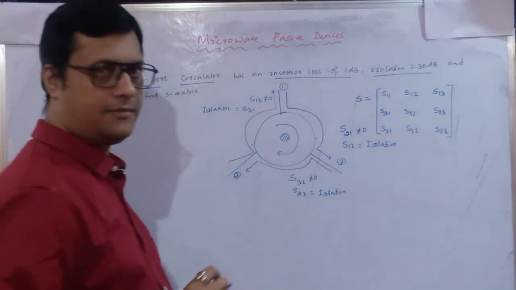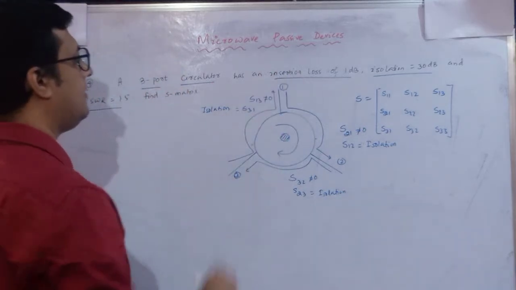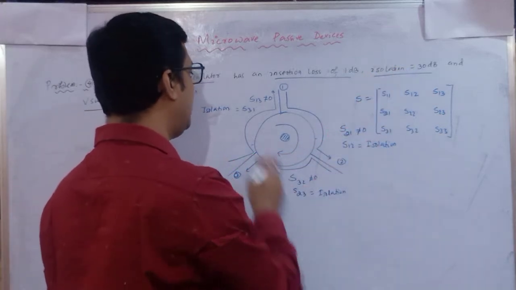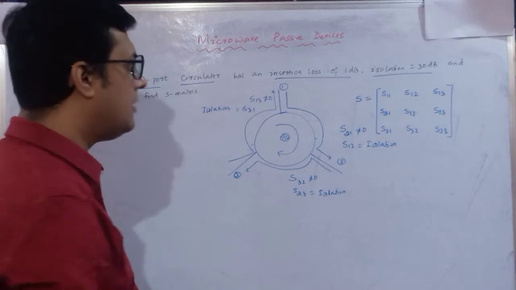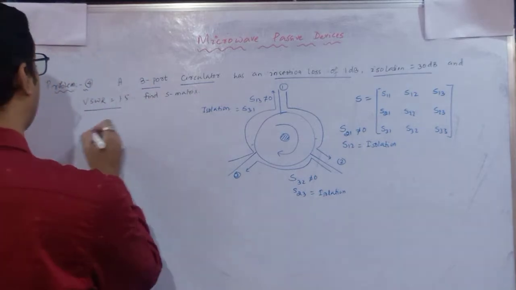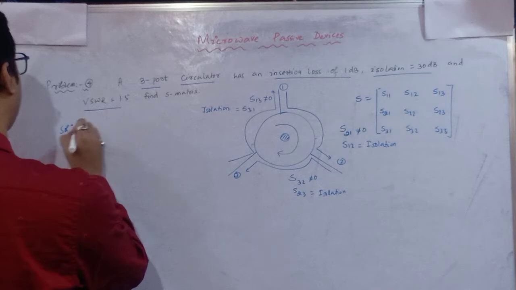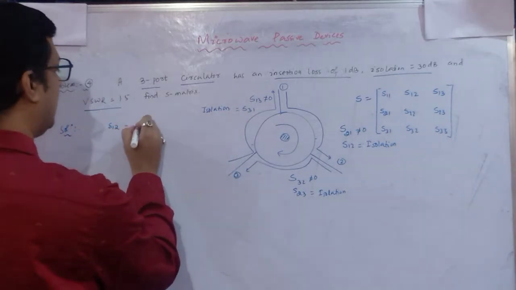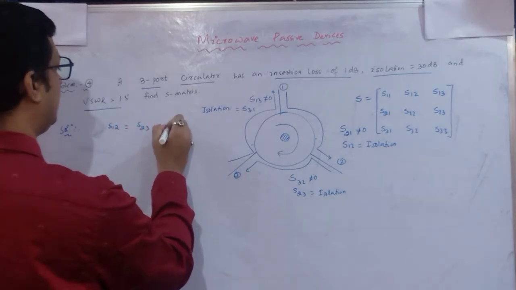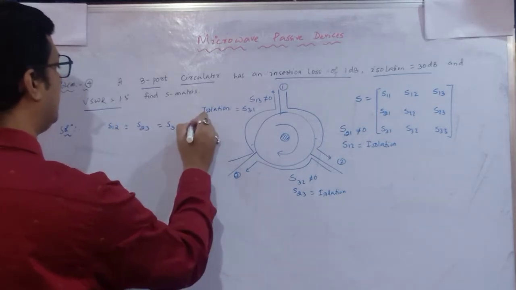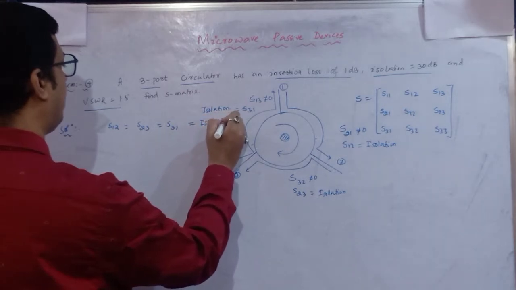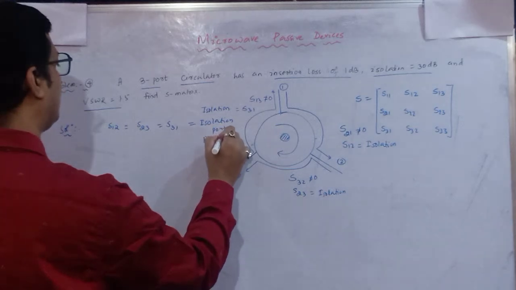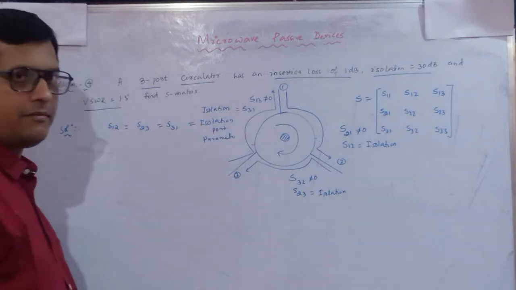Okay, remember this. Next, here the insertion loss is given and the isolation factor is given. From this isolation factor we can see all these parameters may be equal. So first I want to determine the isolation. With the help of that, here I can make S12 equal to S23 equal to S31. This is called the isolation port parameters. Okay, isolation port parameter. How to determine it?